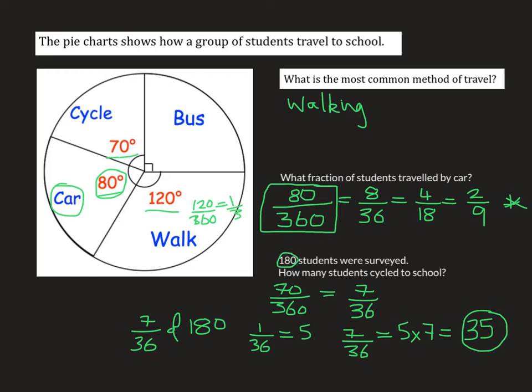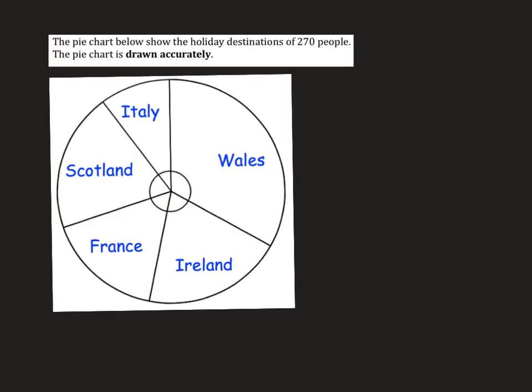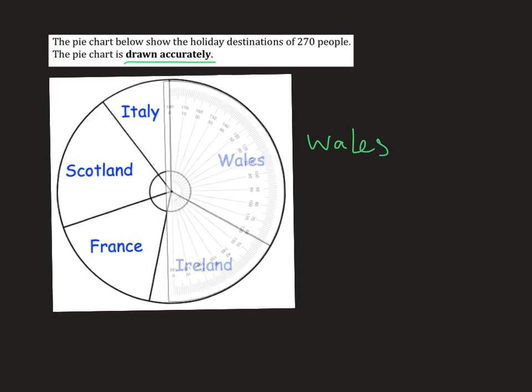This question is quite good because it gives you how many degrees from each section. However, you might get a question like this. So here we're not told how many degrees from each section, but we are told that the pie chart is drawn accurately. So can you think of how you would do this one? Well, hopefully you thought, well, if this is drawn accurately, I can measure this angle. So if I measured, for example, Wales, if I measure that angle, well, I've found that that is 120 degrees. So the fraction of people who travelled to Wales was 120 out of 360.